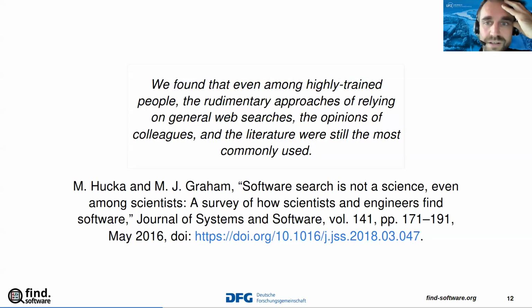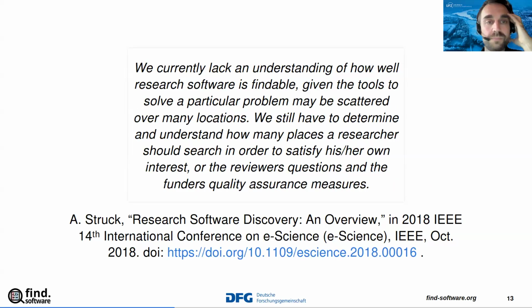And so here they say that web searches and the opinions of colleagues and the literature are still the most commonly used options to discover research software. And I'm pretty sure that the situation has changed since 2016. And so we based our analysis also on a second paper that was quite relevant to us, by Alexander Struck, who's also, I think, part of this group here.